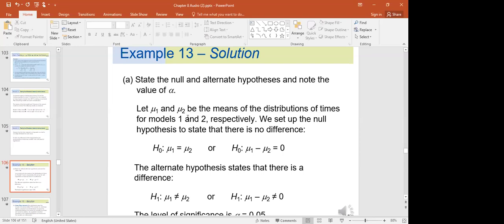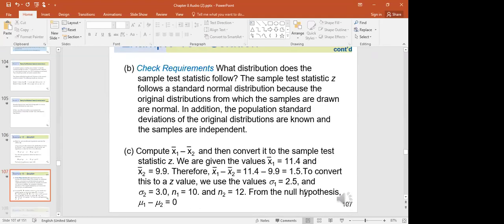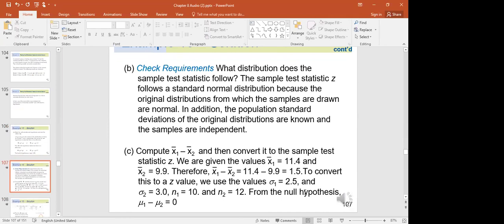we have the null hypothesis and the alternative hypothesis. We focus more on the alternative hypothesis because the null hypothesis is always equal to. So if there is a difference, it means mu1 minus mu2 is different from 0. We want to test this at 0.05 level of significance.